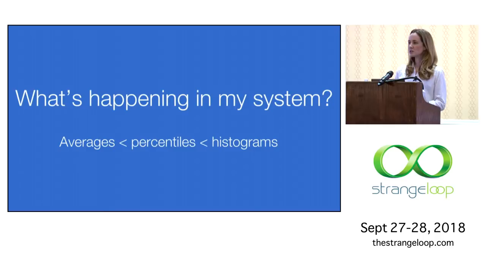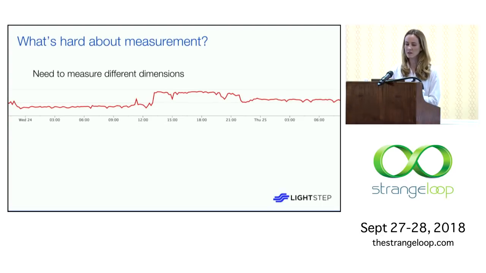So to return to this question of what's happening in my system, hopefully I've convinced you that averages are less useful than percentiles, and percentiles are much less useful than latency histograms. There are a couple of other things about measuring today's systems that makes doing so complicated. So another issue is that you need to measure different dimensions. There's typically some variability in the data, and the only way to understand that variability is by breaking the data down into the different dimensions that explain that.